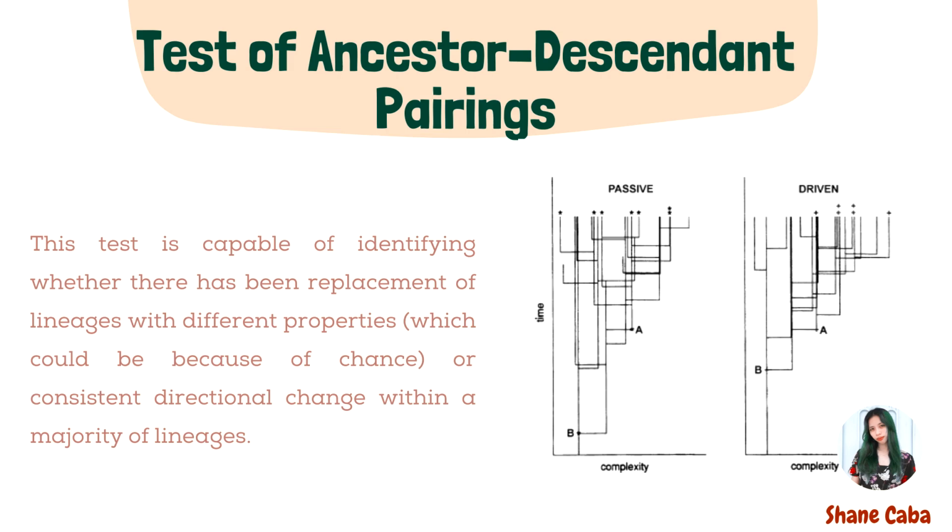In a passive trend, the number of A's descendants, which you can see in asterisk, that are more complex than A is roughly equal to the number of descendants that are less complex than A. The average will still increase because there is a lower limit of complexity. In a driven trend, most of A's descendants, as you can see, the ones with the crosses, will be more complex than A.